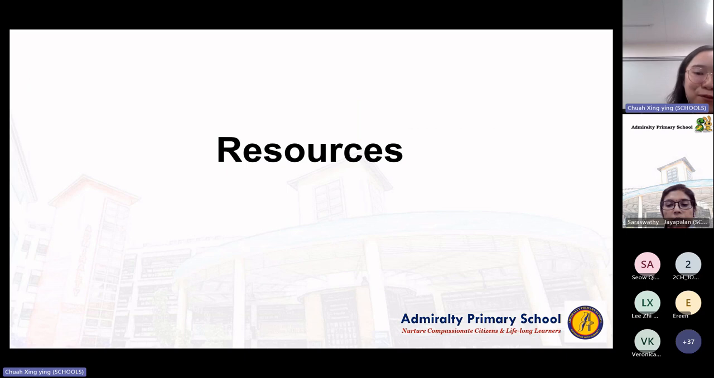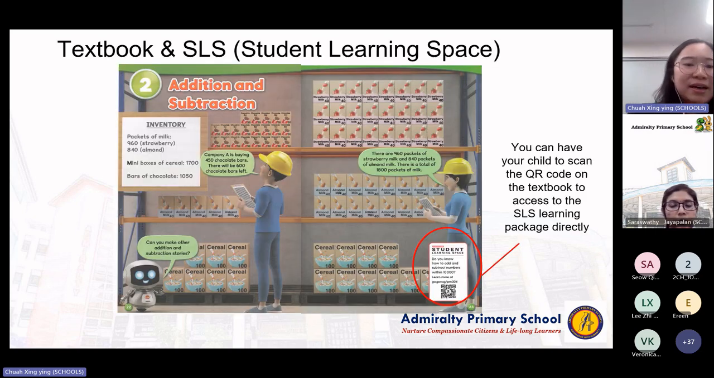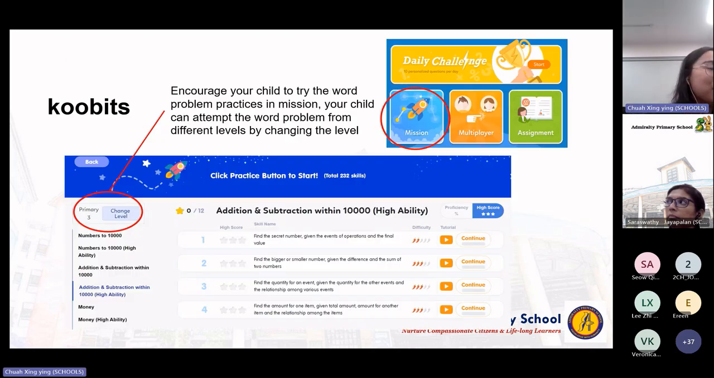All right. So some of you are asking, what are other resources that I can actually use other than understanding all this? In our SLS and also in our textbook, there are also some resources. For P2 onwards, our students will be required to know how to draw a model. And feel free to scan the QR code in your child's textbook and go ahead with that, especially on the addition and subtraction. Besides, our school has also engaged Schoolbits.